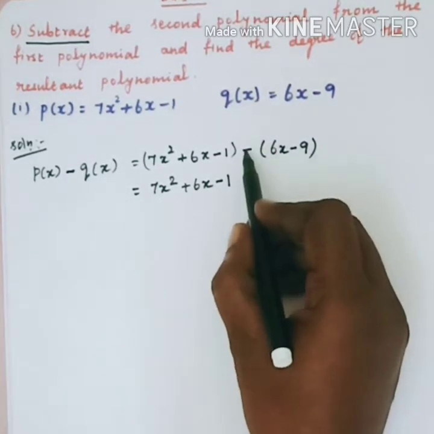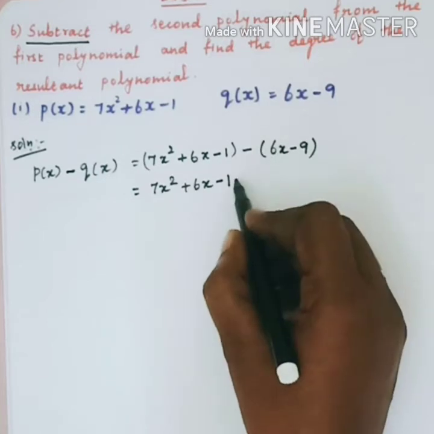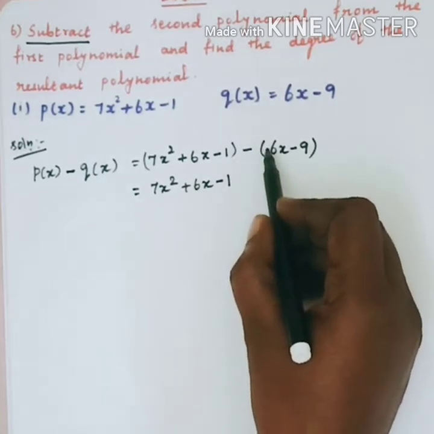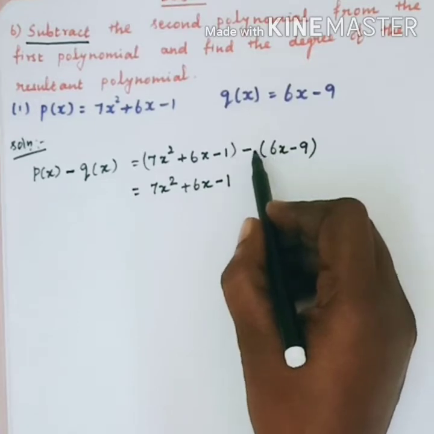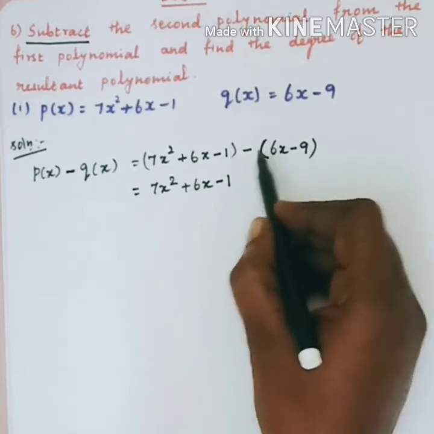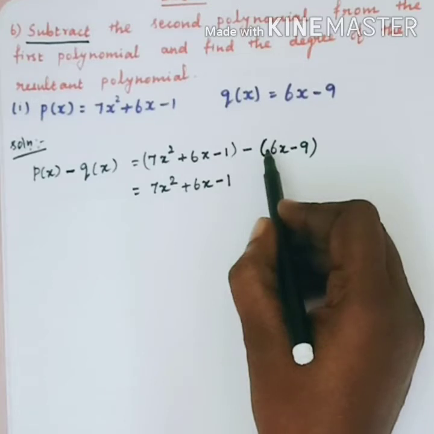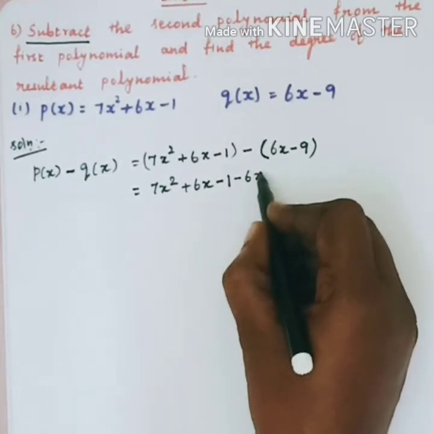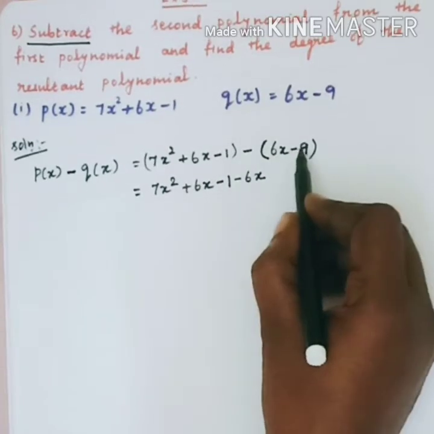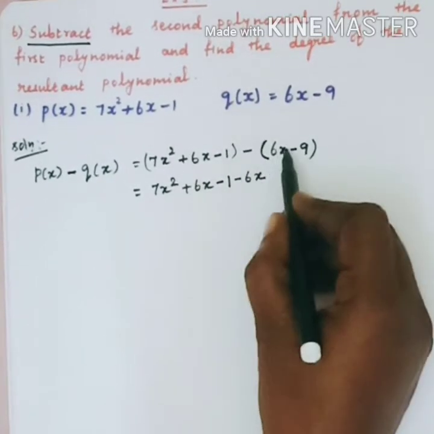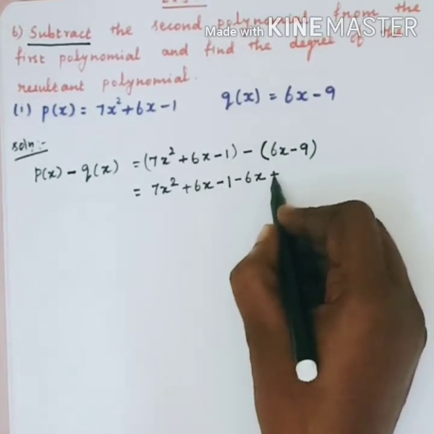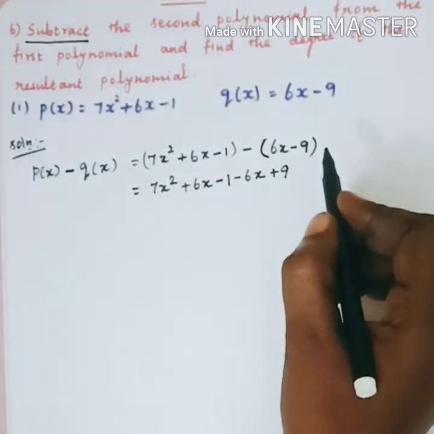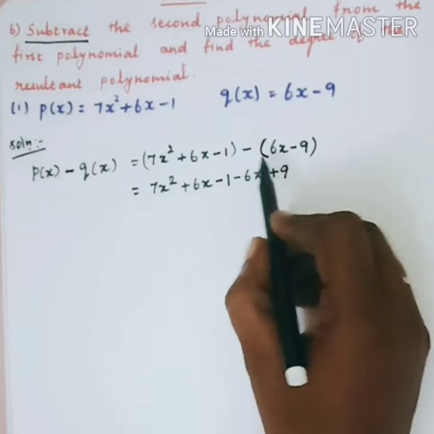So minus, this is plus 6x, so you have to put minus 6x, because we have to multiply minus into plus 6x, since we have a bracket here. So minus into plus is minus 6x. Then two negative symbols here: minus into minus, we have to put plus, minus into minus is plus, and put the 9 here.